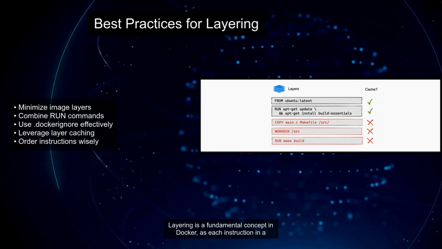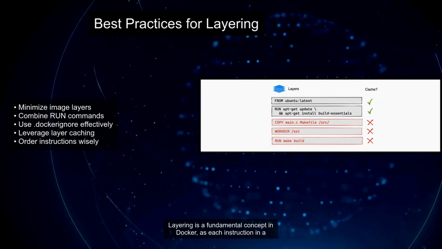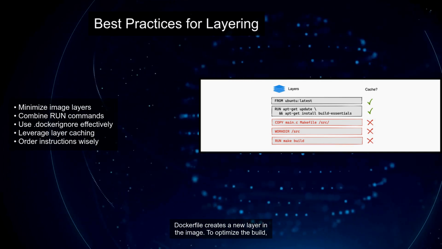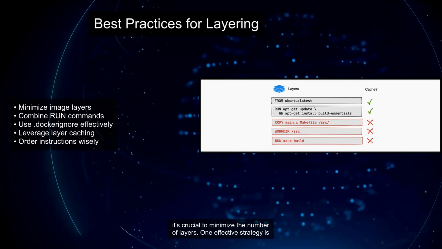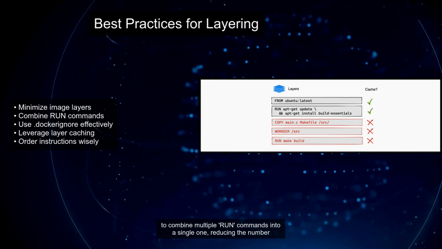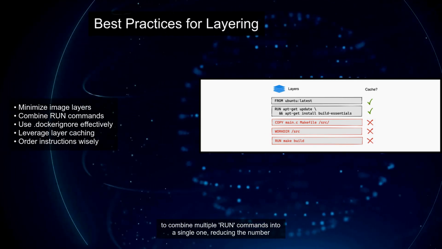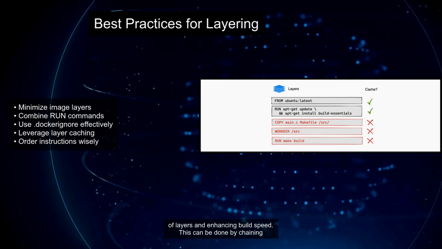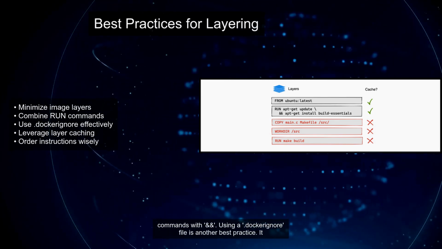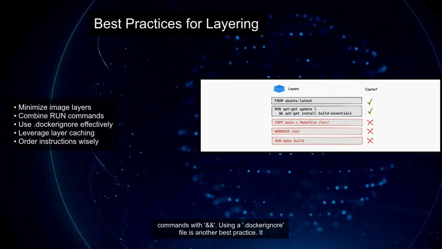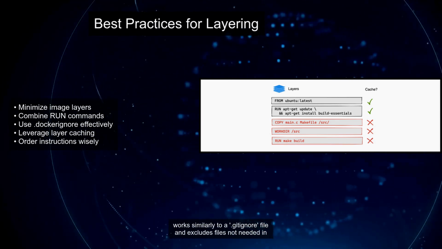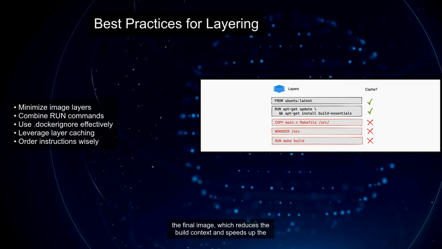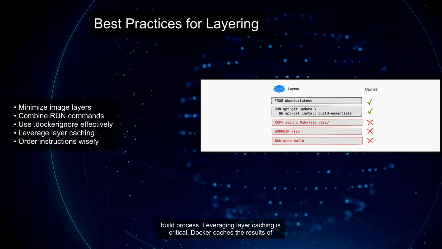Layering is a fundamental concept in Docker, as each instruction in a Dockerfile creates a new layer in the image. To optimize the build, it's crucial to minimize the number of layers. One effective strategy is to combine multiple RUN commands into a single one, reducing the number of layers and enhancing build speed. This can be done by chaining commands with &&. Using a .dockerignore file is another best practice. It works similarly to a .gitignore file and excludes files not needed in the final image, which reduces the build context and speeds up the build process.